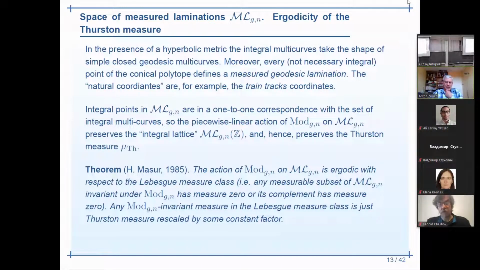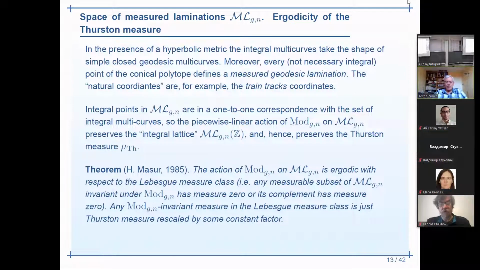Now, what I need is that our polytope has a piecewise linear structure and sort of an equivalent of integral points. So this allows us to define a measure on our polytope, and the mapping class group preserves this measure.